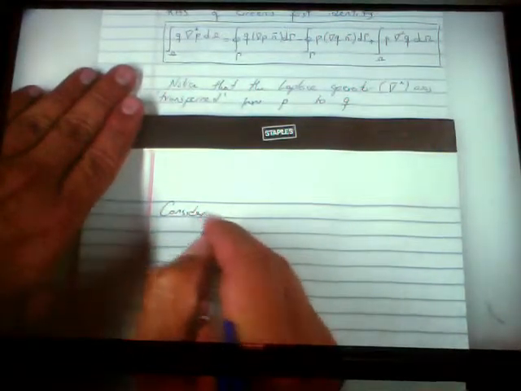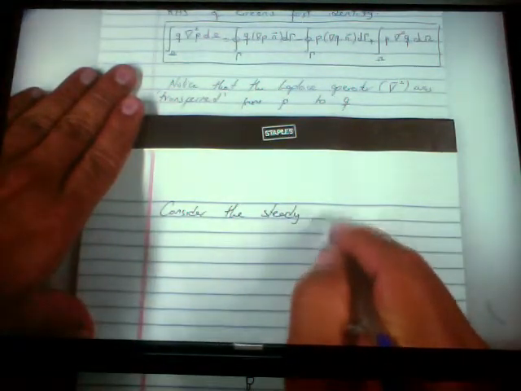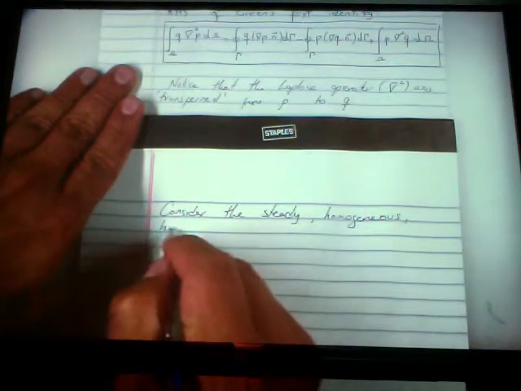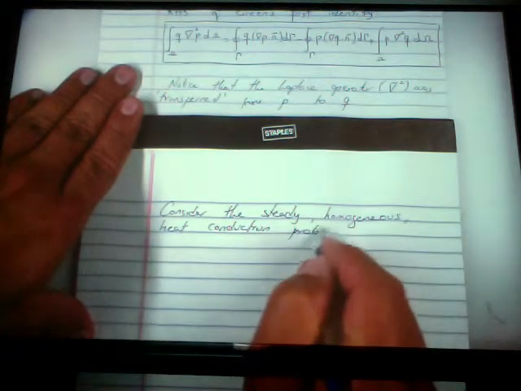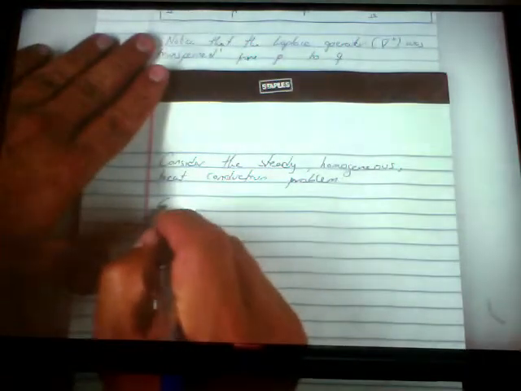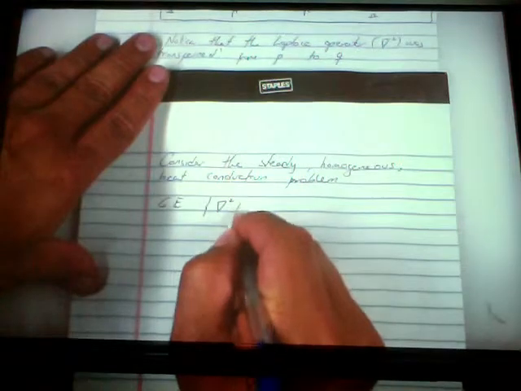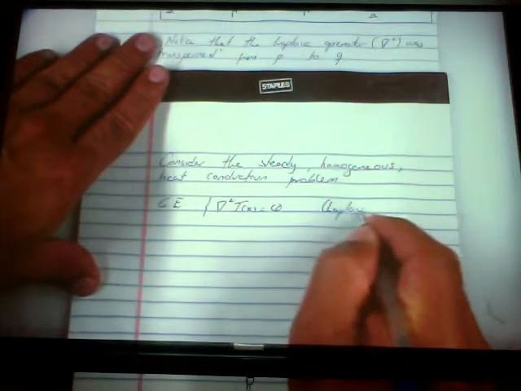So consider the steady, homogeneous heat conduction problem. Again, this is the problem that we've been working with because it's governed by the Laplace equation. The governing equation is the Laplace of the temperature is equal to 0. So this is the Laplace equation.